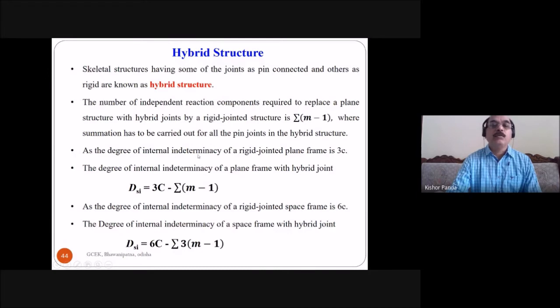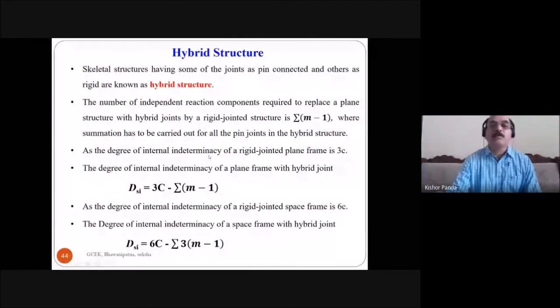when you want to find out the degree of internal static indeterminacy of a rigid jointed plane frame, this is the equation 3C. But in the case of a hybrid structure, you have to convert the hybrid joint to the rigid joint. So you have to deduct this much of the reaction forces. That is 3C minus summation of m minus 1. So dSi is equal to 3C minus summation m minus 1.